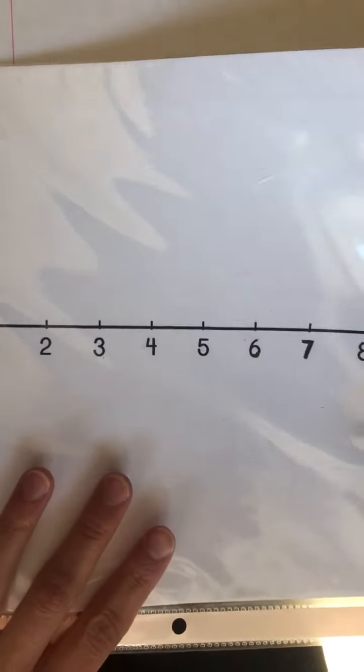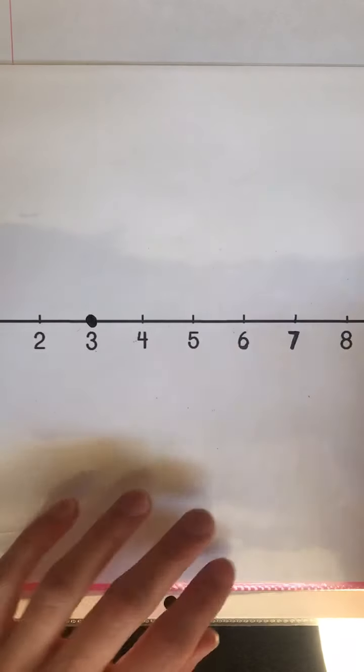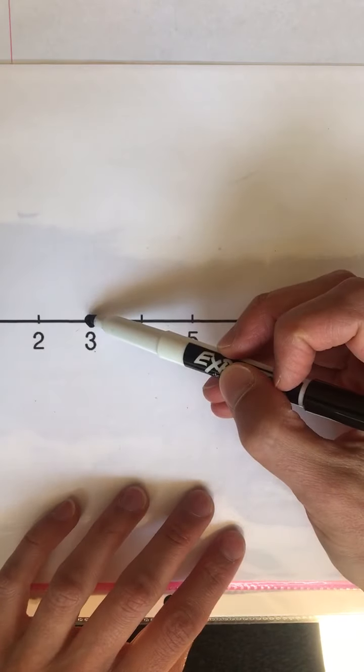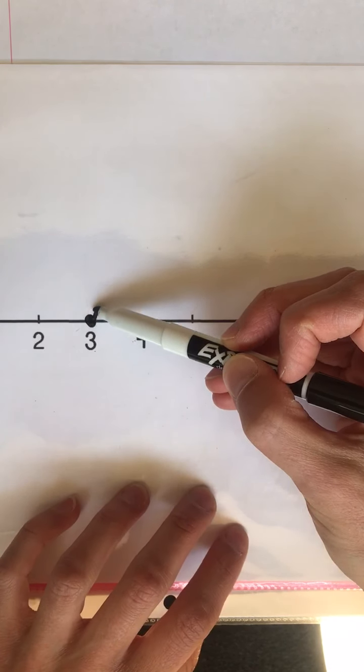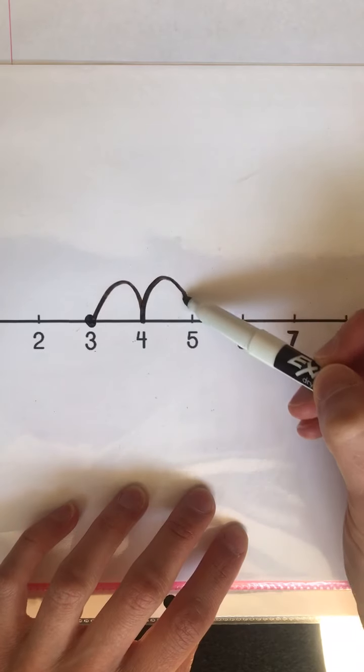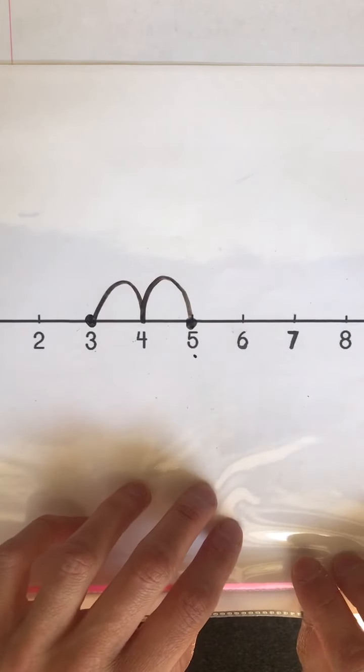Another strategy that I can use is my number line. So on my number line, I am going to start at 3 because remember, Cullen stacked 3 blocks first. And then I'm going to hop 2 times because Cullen stacked 2 more blocks. So 1, 2. And again, my answer is 5 blocks.